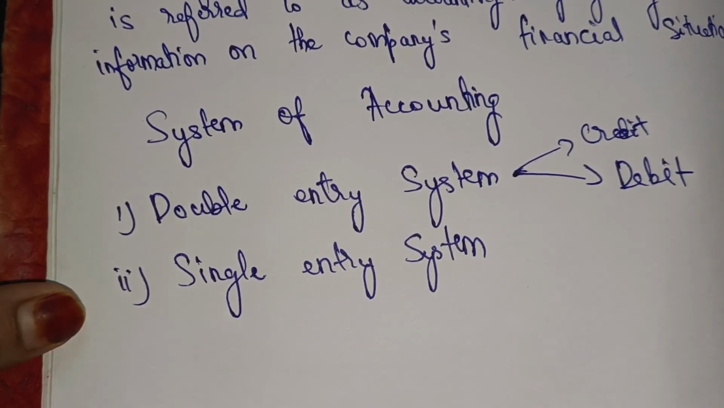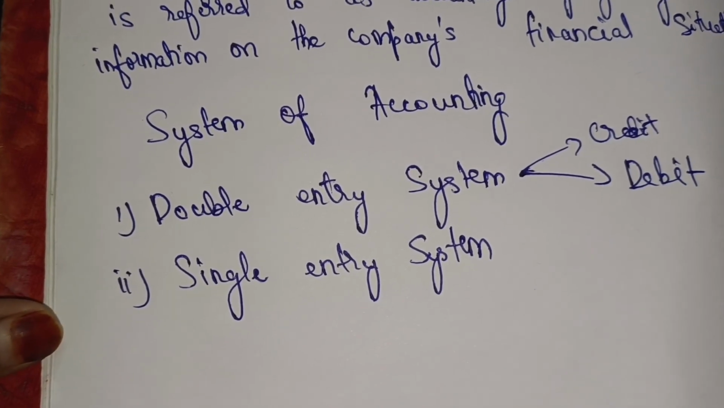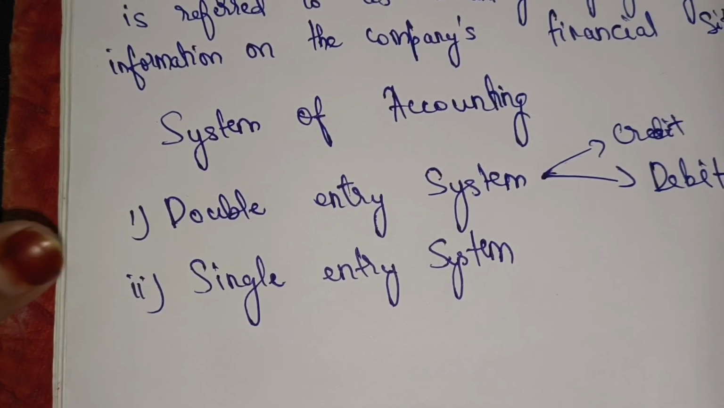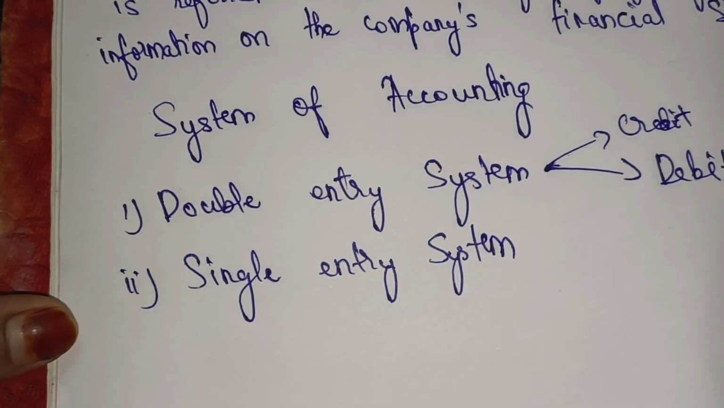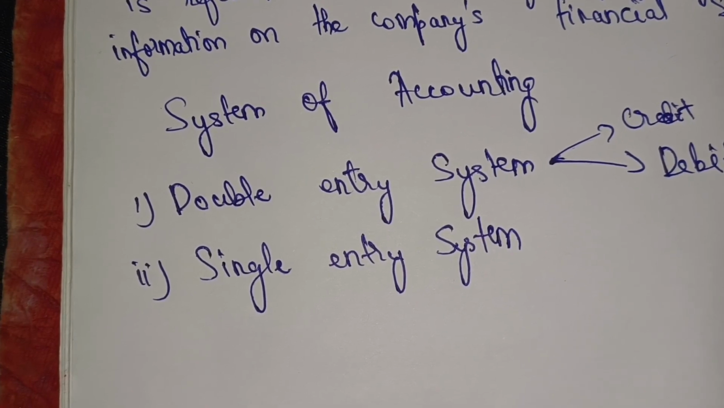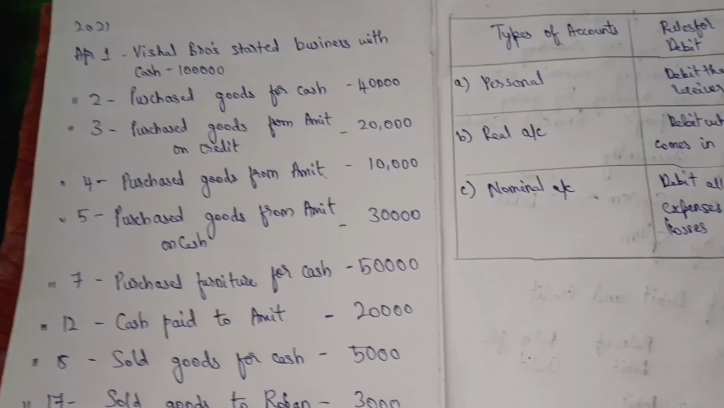And the other is the single entry system. So in the single entry system, both aspects are not captured for every transaction, and for all the transactions either only one component is recorded or neither aspect is recorded.